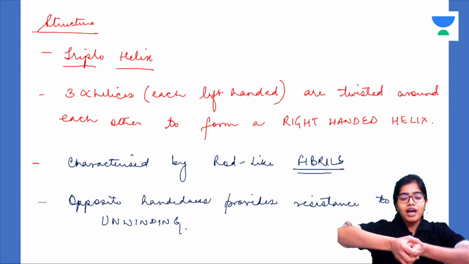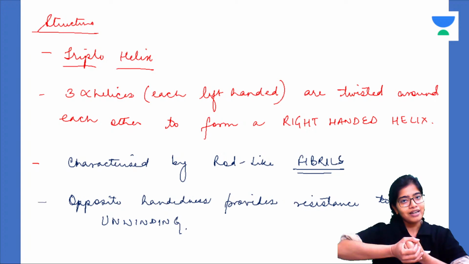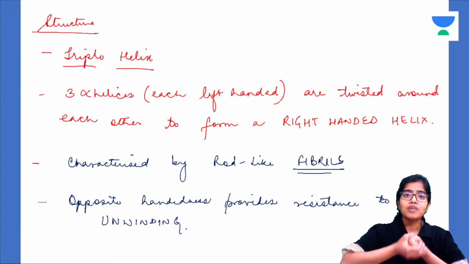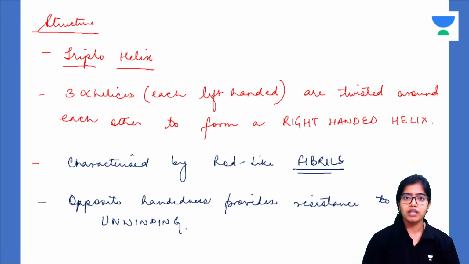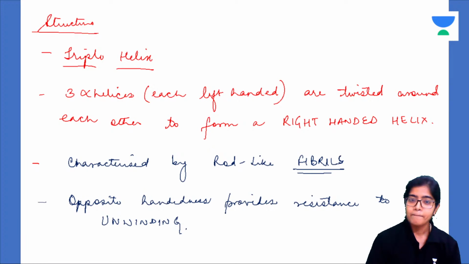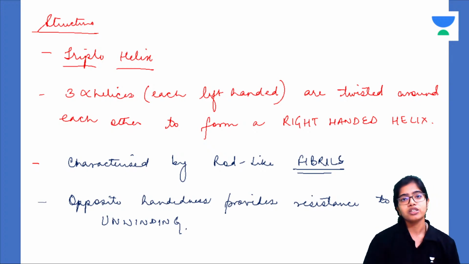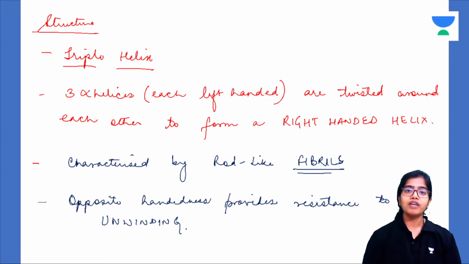So if you try to unwind collagen from outside, the inner chains get even more tightly wound together. The opposite handedness prevents the unwinding of the collagen structure. So this is how the 3 alpha helices are arranged. This rod-like structure of collagen is called the fibrillar structure. It gives strength and stability to wherever collagen is present.